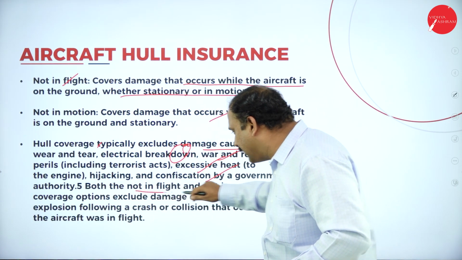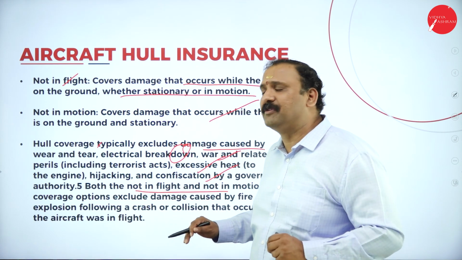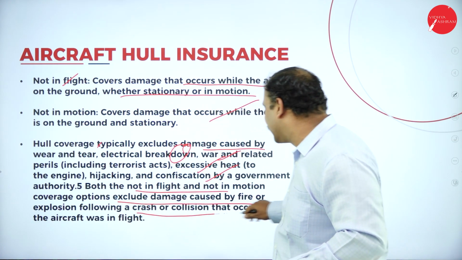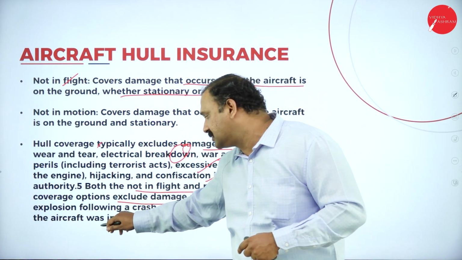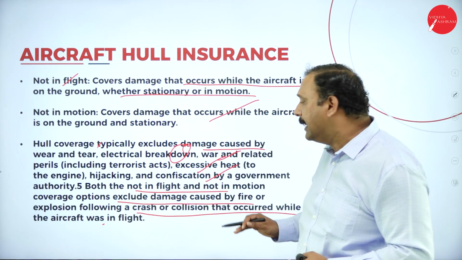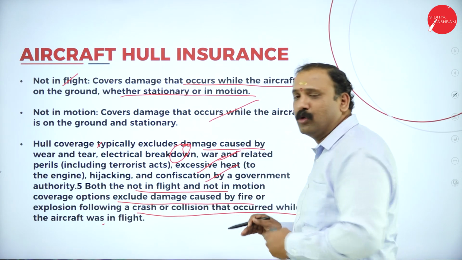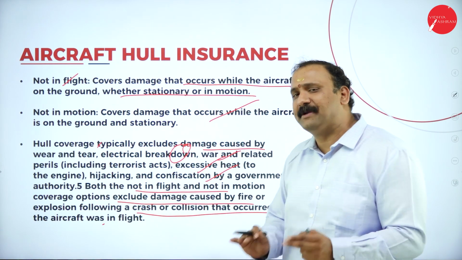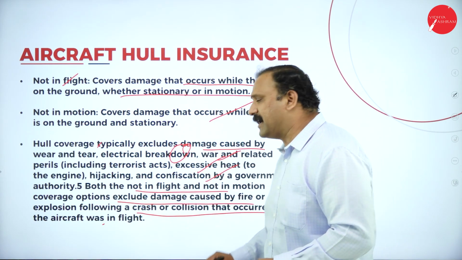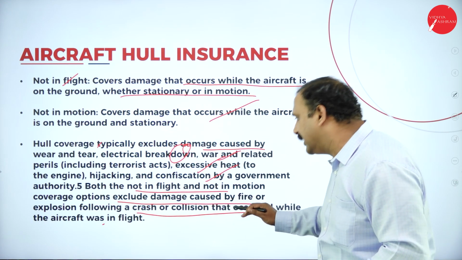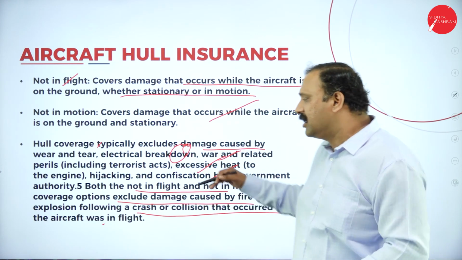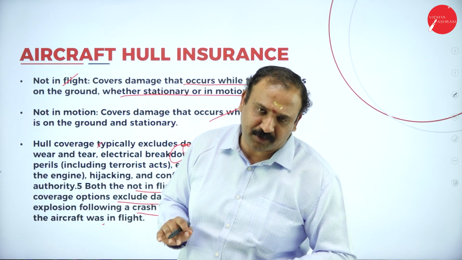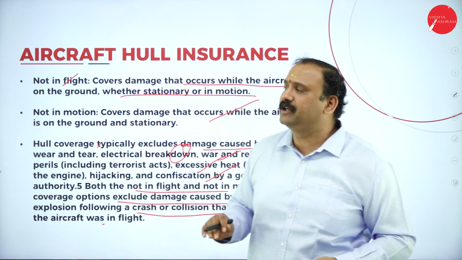So, both not in flight and not in motion coverage options exclude damage caused by fire and explosion following a crash or collision that happens to the aircraft when it was in flight. So what we are trying to say here is that both the not in flight and not in motion coverage options remove the damage caused by fire and explosion following a crash or collision that occurred while the aircraft was in flight. So if, in the air, there is some sort of crash or fire, then we are going to exclude it altogether.